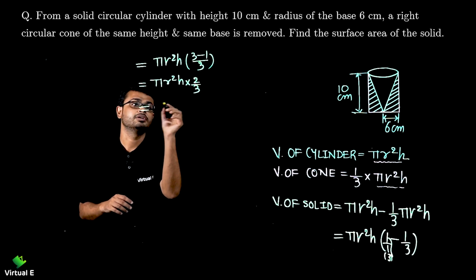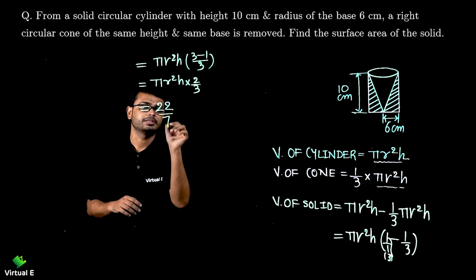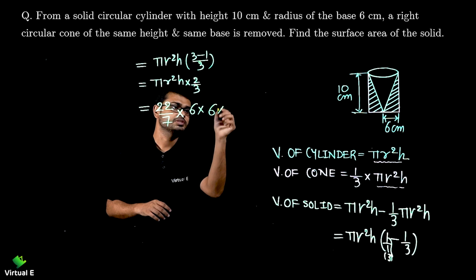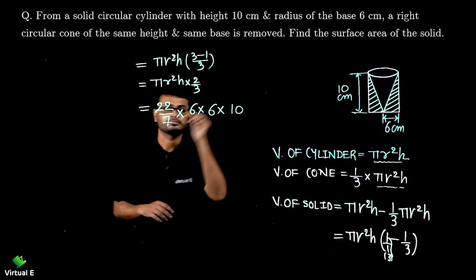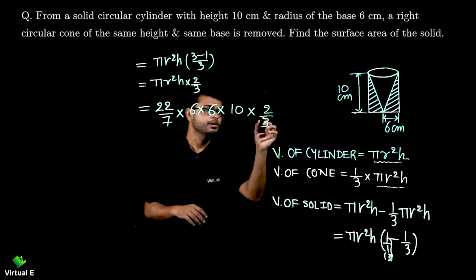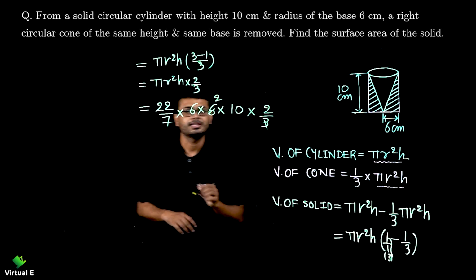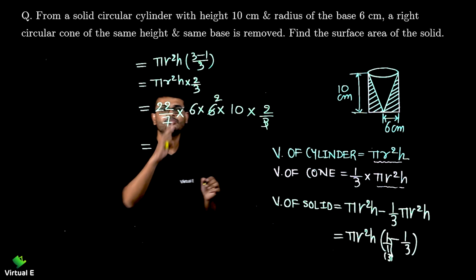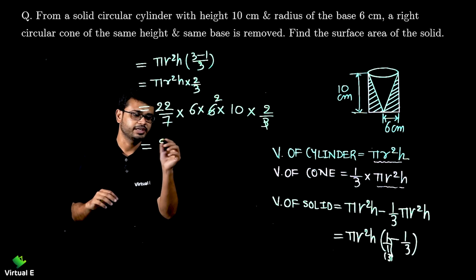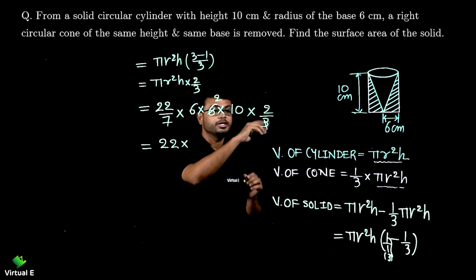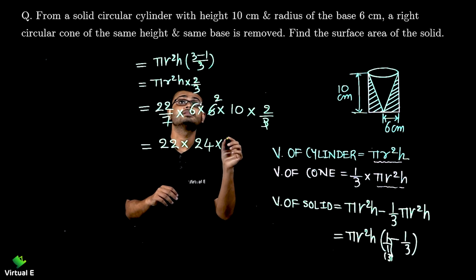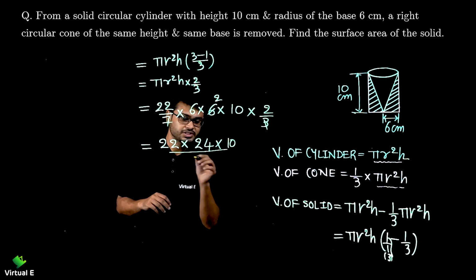Now let's substitute the value. Pi is 22/7. R square, R is what? 6 multiplied by 6, into h, which is 10, and into 2/3. So 3 ones are 3, 3 twos are 6. We can do cancellation, nothing more than that. So let's multiply 22 as it is into 2 into 2, 4, 6 4s are 24, and there is 10 here and 7 in the denominator.